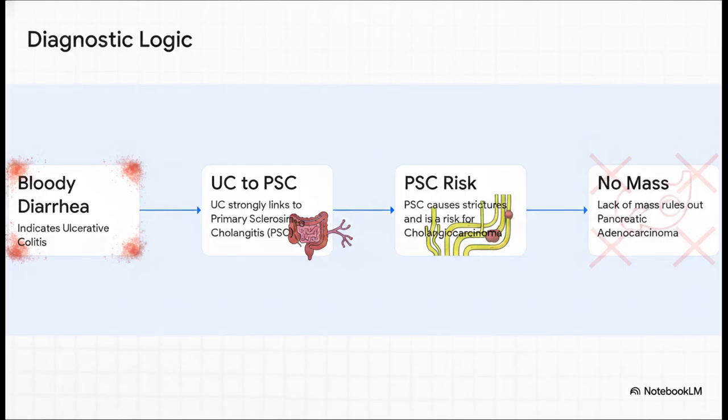We must trace the multi-step diagnostic logic. Step 1. The history of bloody diarrhea strongly indicates inflammatory bowel disease, specifically ulcerative colitis. Step 2. Ulcerative colitis is heavily associated with primary sclerosing cholangitis, or PSC. Step 3. PSC directly causes the intrahepatic biliary strictures seen on imaging and serves as the prime risk factor for malignant transformation into cholangiocarcinoma. Step 4. The explicit lack of a pancreatic mass systematically eliminates pancreatic adenocarcinoma, leaving cholangiocarcinoma as the only definitive diagnosis.